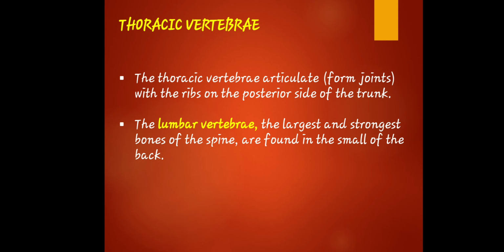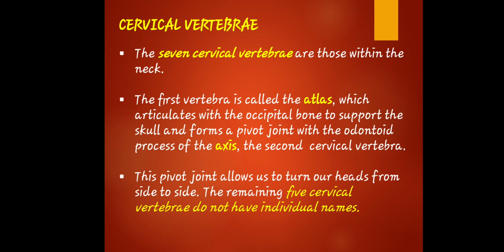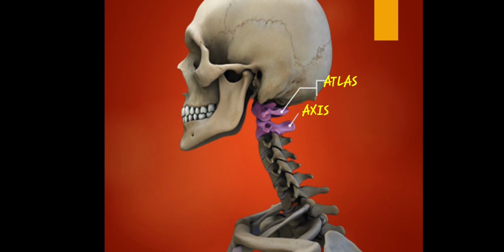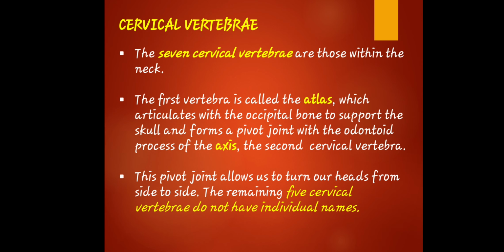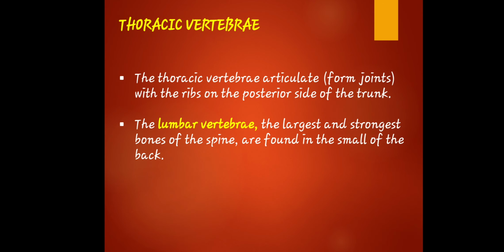If the cervical vertebrae are in the neck part of our head, the first bones of our neck, which let us turn our head side to side, then thoracic vertebrae articulate and form joints with the ribs on the posterior side of the trunk. The lumbar vertebrae, the largest and strongest bones of the spine, are found in the small of the back.